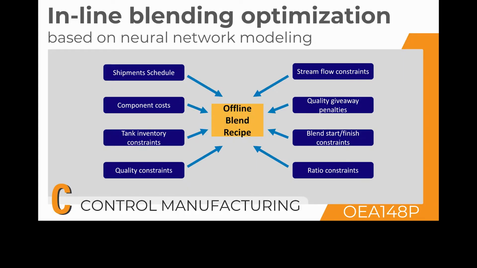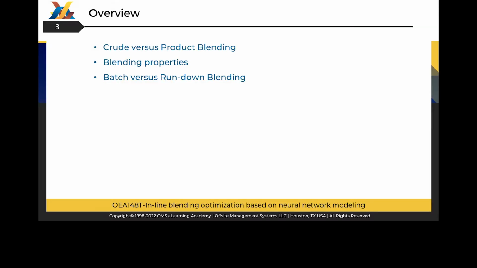This topic discusses the neural network modeling method for the inline blending optimization for crude and fuel systems. This topic will discuss crude versus fuel products, blending and blending properties, and compare batch from tanks versus rundown blending directly from the process units.